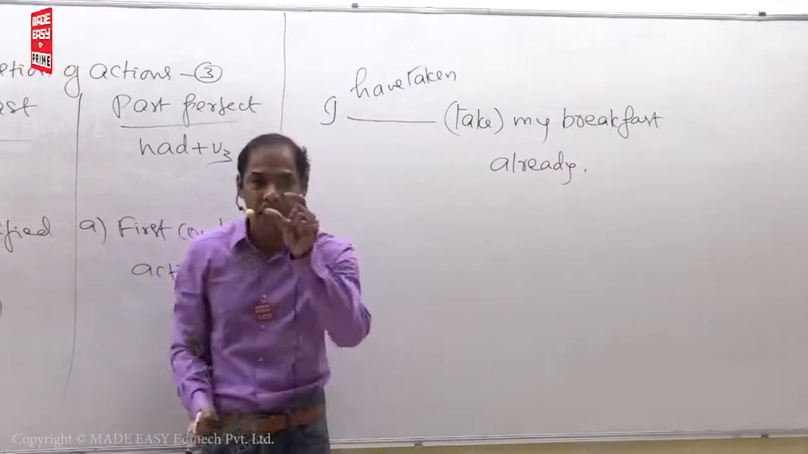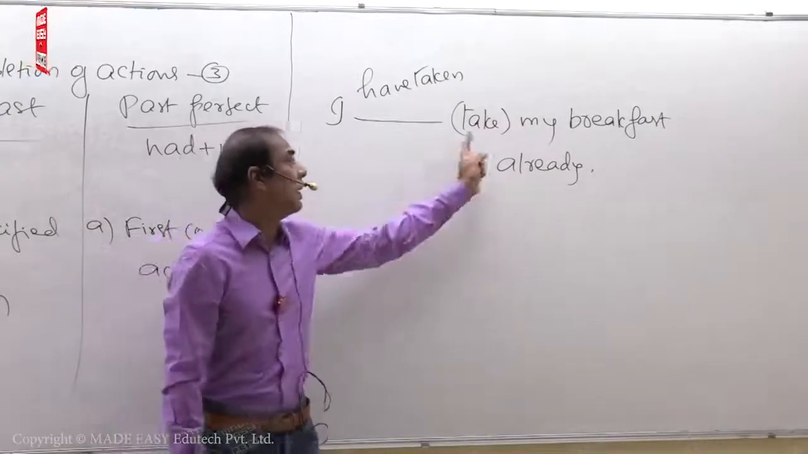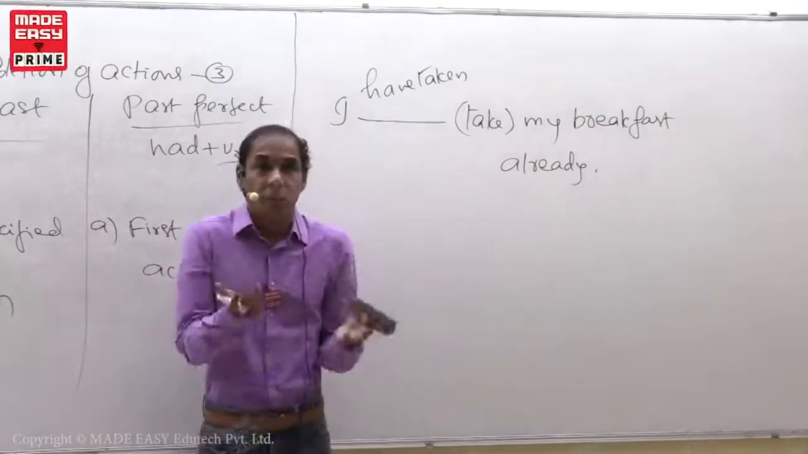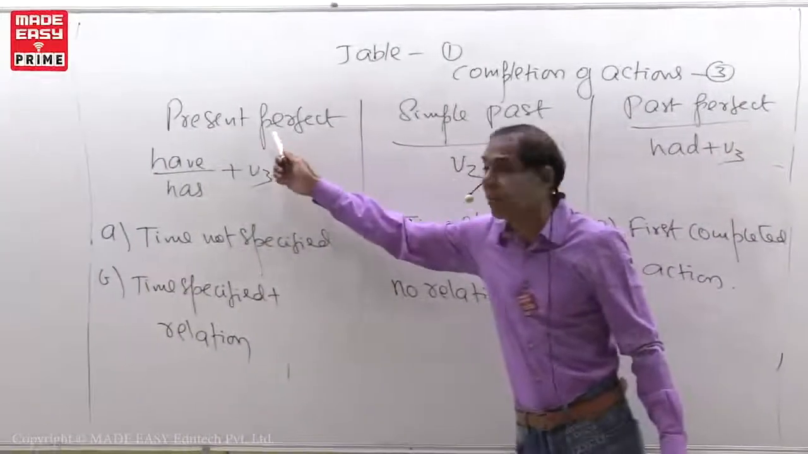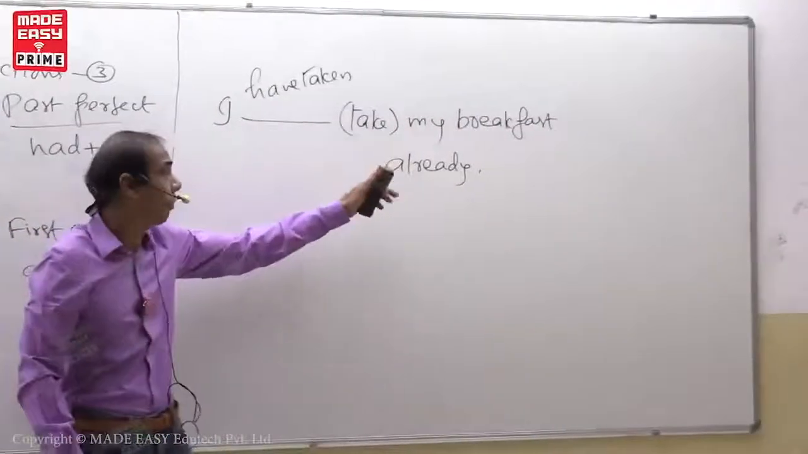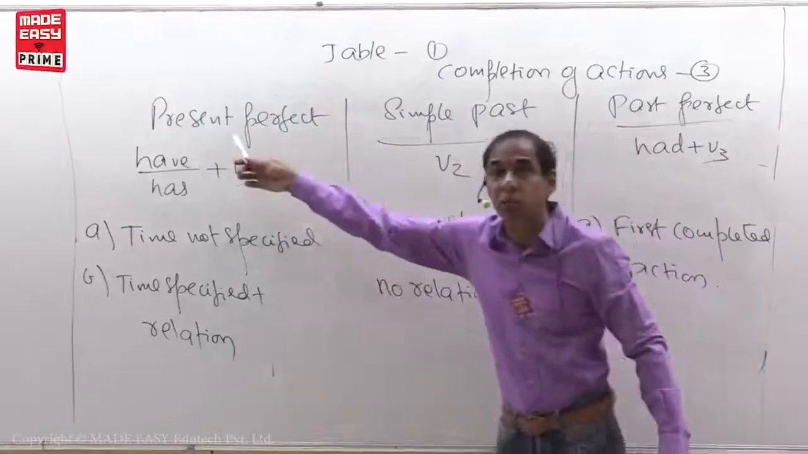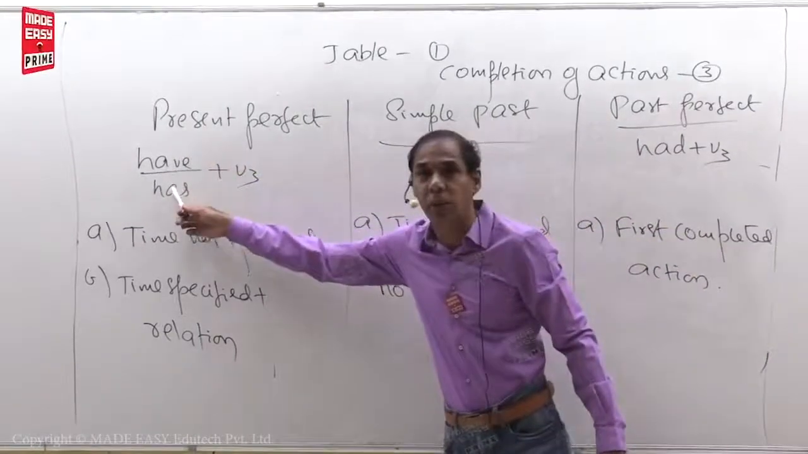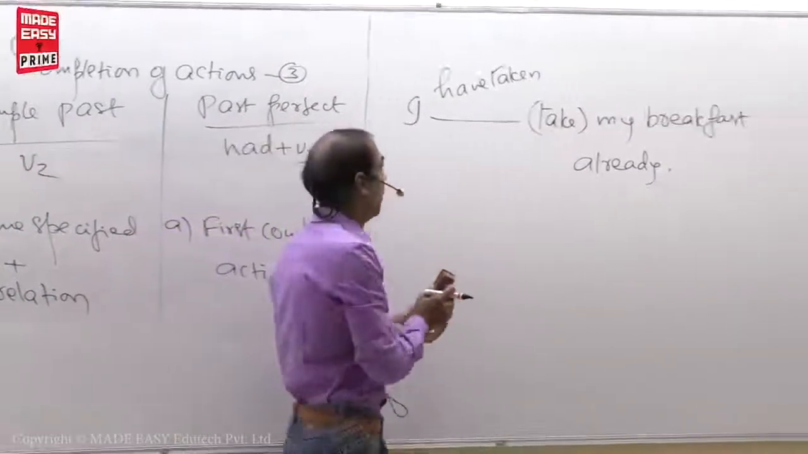See, again I'm explaining this point. When we are expressing the completion of actions without time specification, what is the tense we have to use? Present perfect. Have or has plus V3. Here taking breakfast is done, but time is not specified. When time is not specified, we use present perfect. Have or has plus V3. That's it.